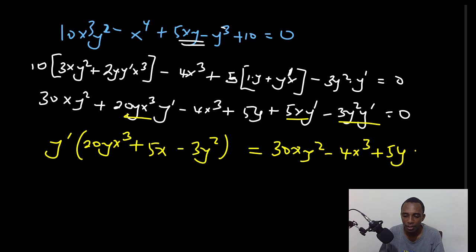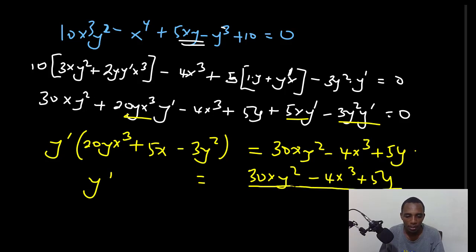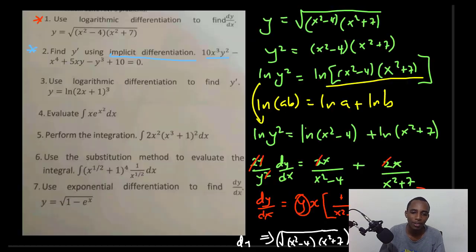That's okay. So finally, y prime equals 30xy squared minus 4x cubed plus 5y, all this divided by 20y x cubed plus 5x minus 3y squared. Alright, hope that's fine. So just go back to the previous page and see the third problem.